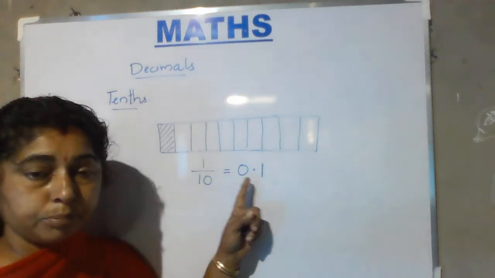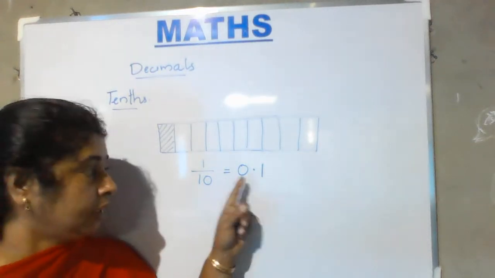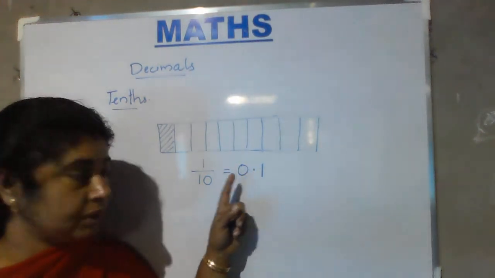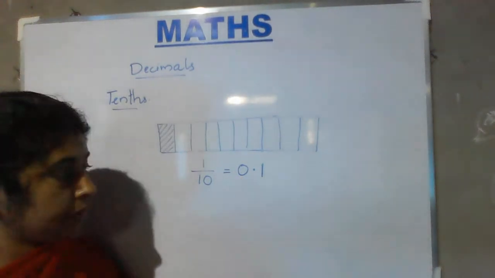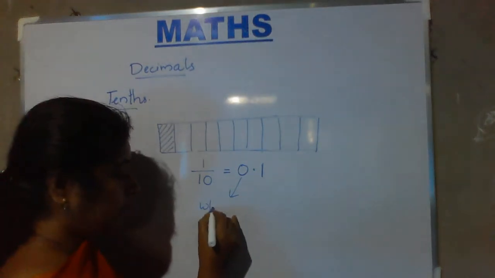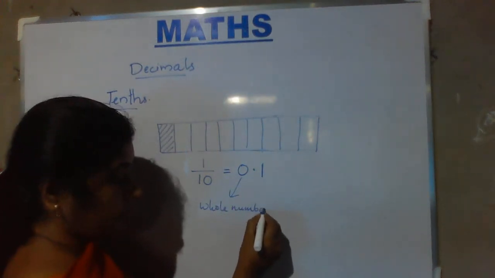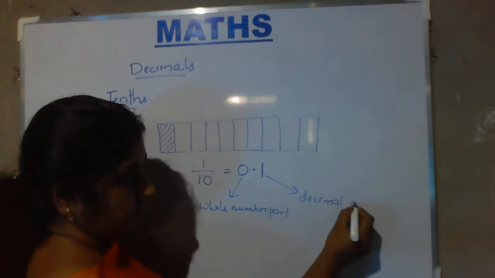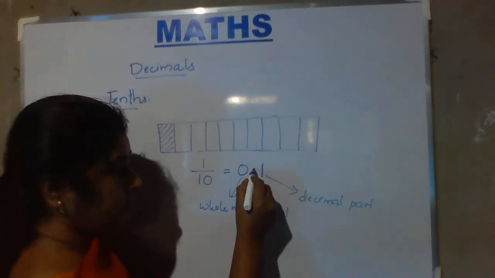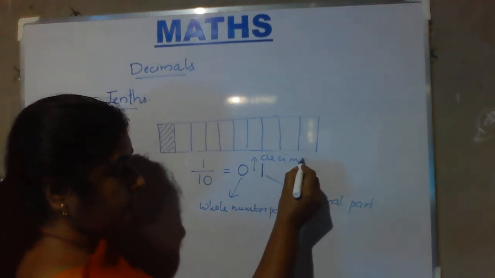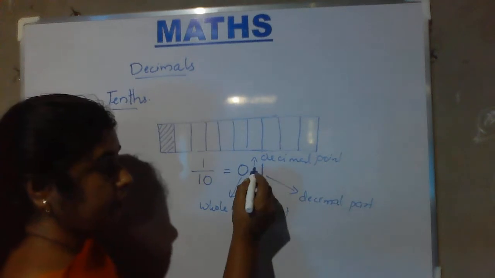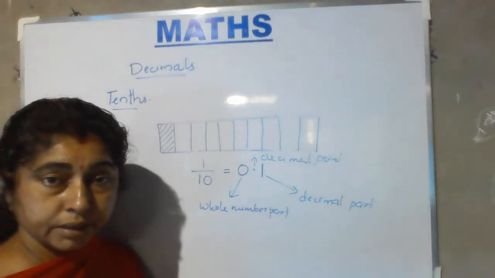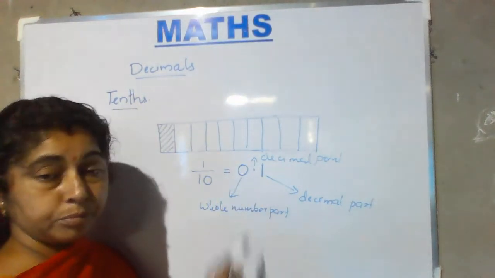We read this as 0.1. Here, this point is known as the decimal point. This decimal point separates the whole number part and the decimal part. This is known as the whole number part, and this one is the decimal part. This decimal point separates the whole number part and decimal part. We can read this as 0.1.